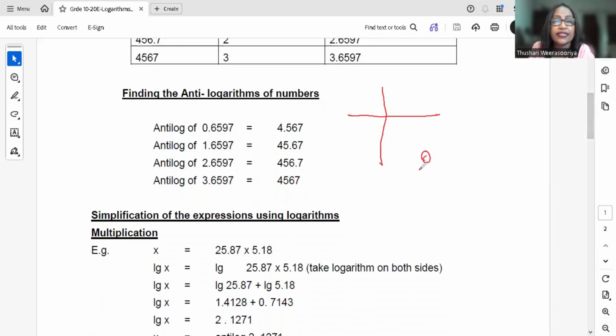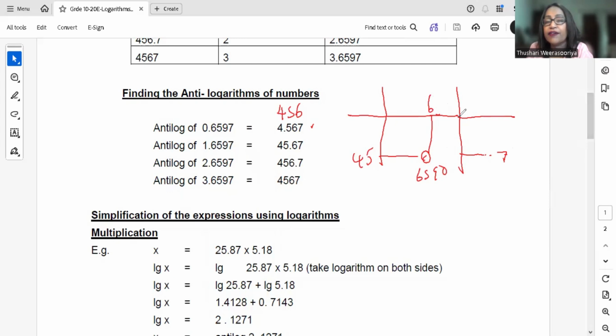We get a number here, 6590. That is 45 and 6. Got it? 45 and 6. You write 45, 6 here. Later we can put the decimal point. Then what is the balance? That is 7. You find 7 in the mean difference. The corresponding value for this 7 is also 7. Not every time you get the same, but here the corresponding value is 7. Then you write 7 here.